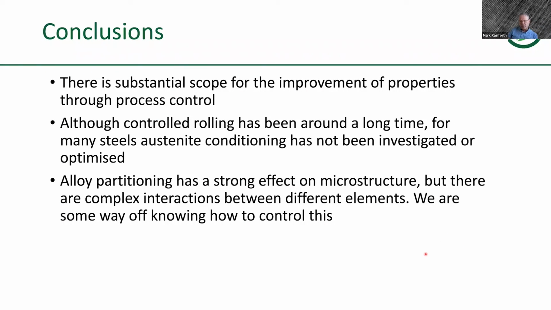So that's 3 case studies, and I think just to bring those to a conclusion, I think I've shown you that there's a substantial scope for the improvement of properties through process control, very fine process control. And although we've had control rolling low alloy steels for some time, there is still much scope in understanding the role of austenite conditioning and optimizing that for a wide range of steel compositions. But we have to understand the role of alloy partitioning on the microstructure because the interactions are really rather complicated. And I think we're still some way off knowing exactly how to control this.